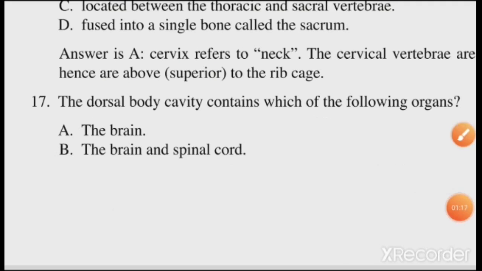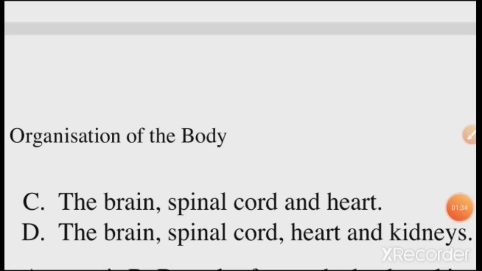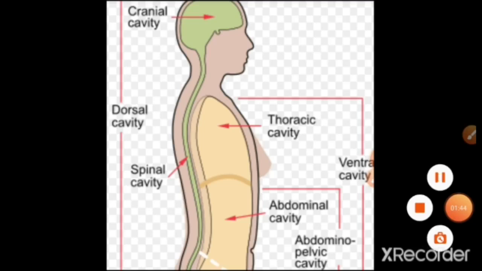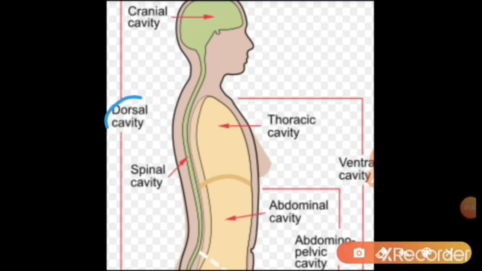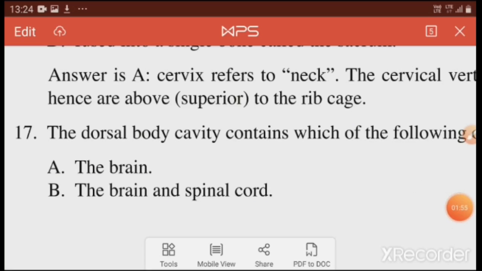Next question: the dorsal body cavity contains which of the following organs? Option A, brain; option B, brain and spinal cord; option C, brain, spinal cord and heart; option D, brain, spinal cord, heart and kidneys. The dorsal cavity contains the brain and spinal cord, so the correct answer is option B, the brain and spinal cord.